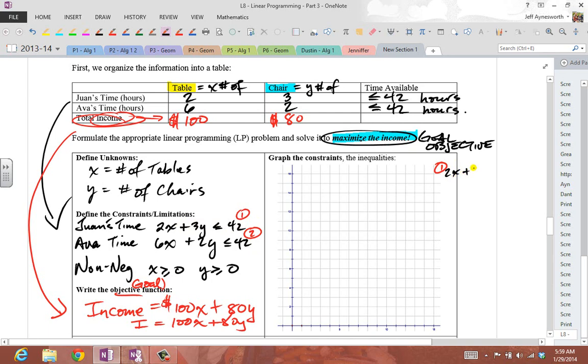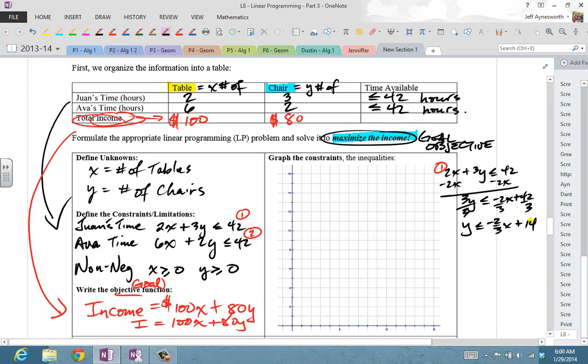So I've got 2x plus 3y is less than or equal to 42. Got to subtract 2x. And I get 3y is less than or equal to negative 2x plus 42. After dividing by 3, let's see what we have. We've got y less than or equal to negative 2/3 x plus 14.